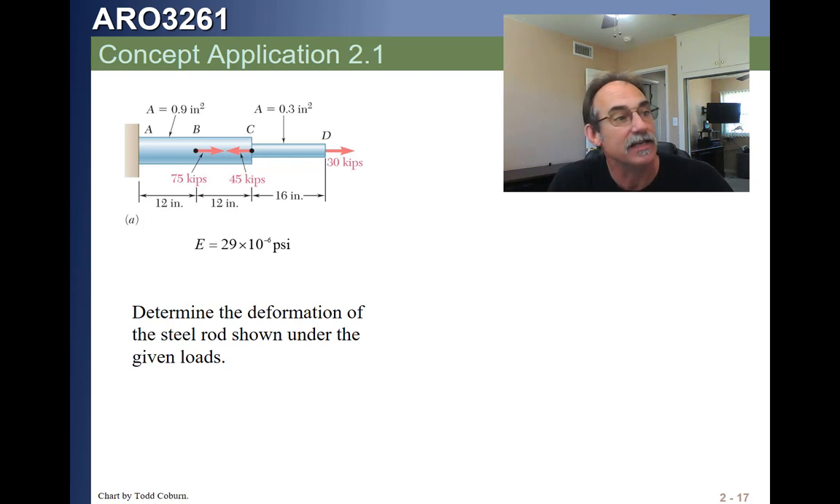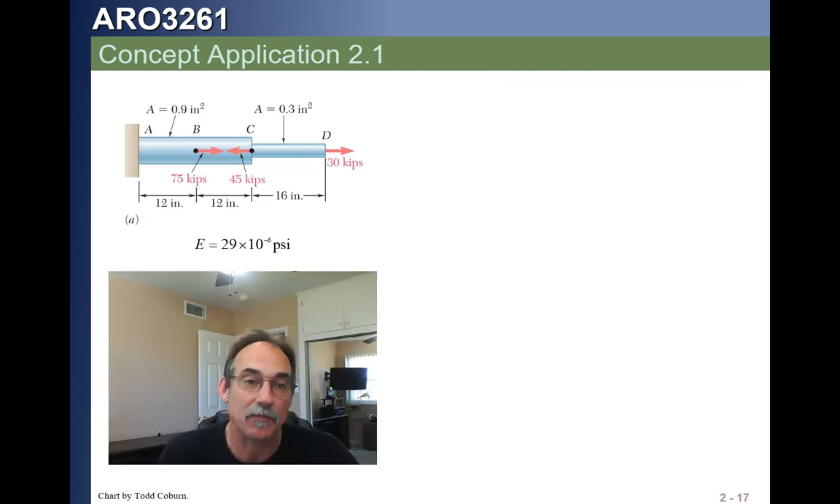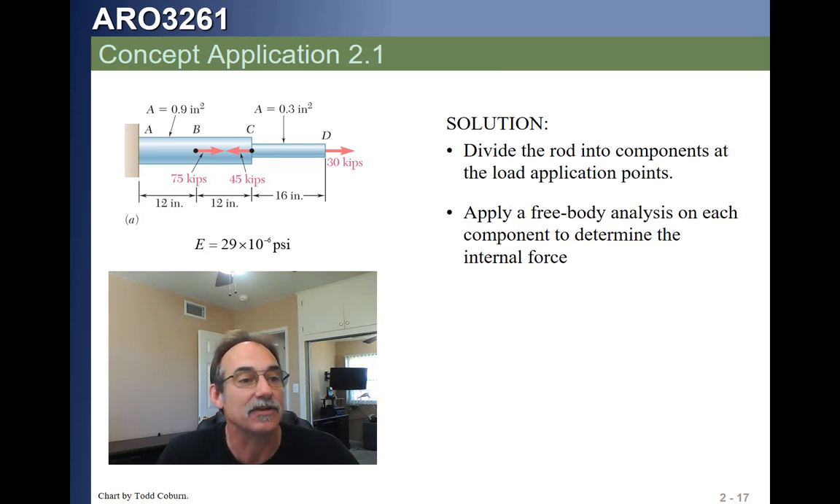Well, we look at this and we've got one force from A to B, so we need a section for that, length 12 inches. And then from B to C, we have the same area, different force. And then from C to D, we have a different force and a different area. So we're going to need three terms. We sum up those three deflections and those three pieces. That'll be the total deflection. This tells how we're going to do it.